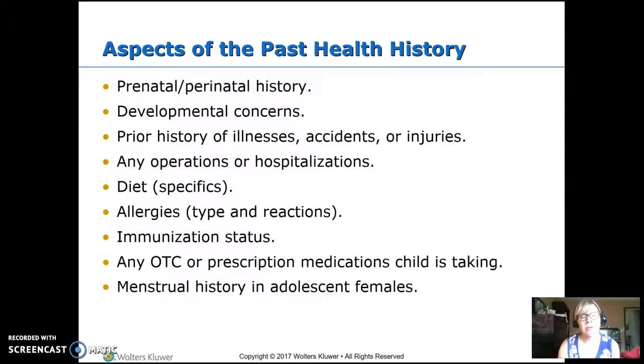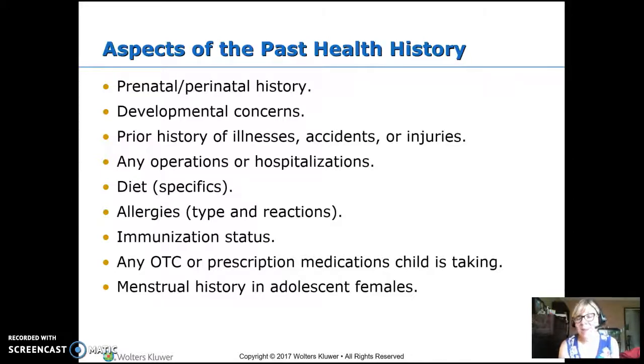We want to know about their diet, partly for cultural reasons, to make sure we're offering them what they do eat, but also that can make a difference in health. Like toddlers who drink tons of milk tend to be anemic. So we want to know for those reasons as well.